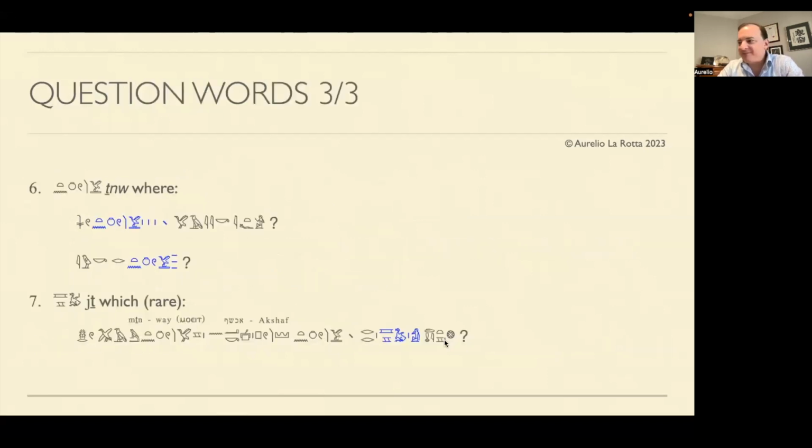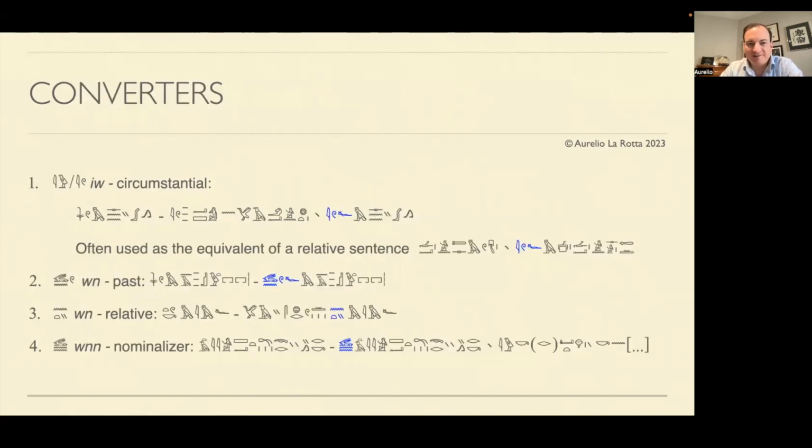Okay, but that concludes the part on the question words. We're doing really well on time. If there are no questions about these, then let's switch to the last topic, which is converters. Why converters?